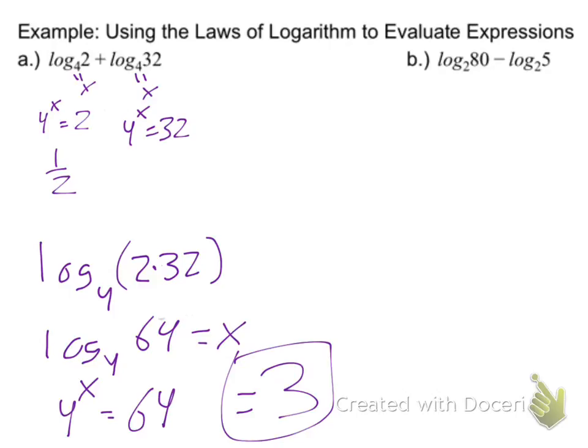So you look at part B, I don't know if 80 or 5 work that way like we did here. So I think I'm just going to apply the rules first, right? The laws. And the law here said, hey, they're the same base, but you're subtracting. What should I do? Divide. So 80 over 5, which is log base 2 of 16. And we're going to simplify this.